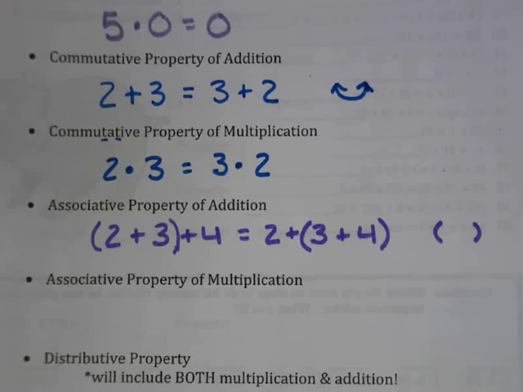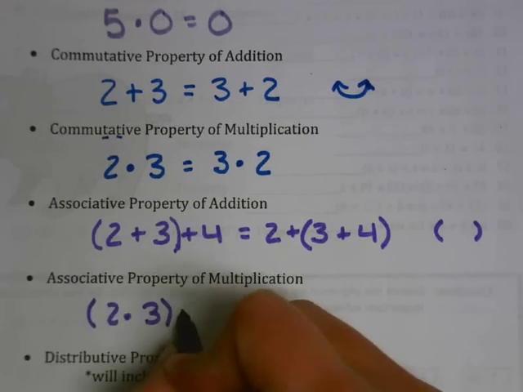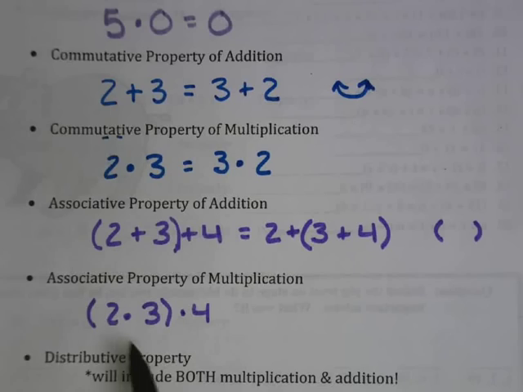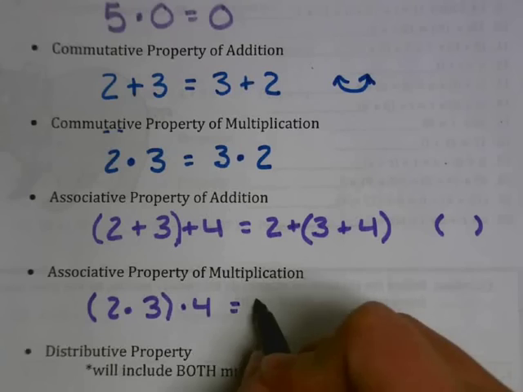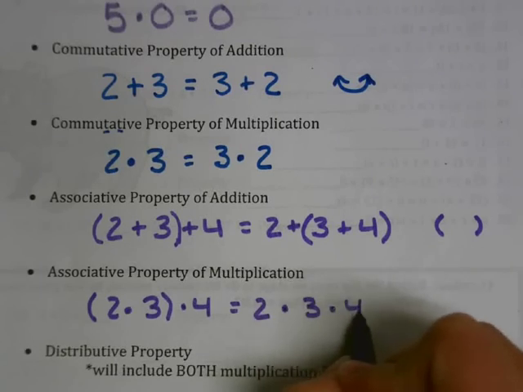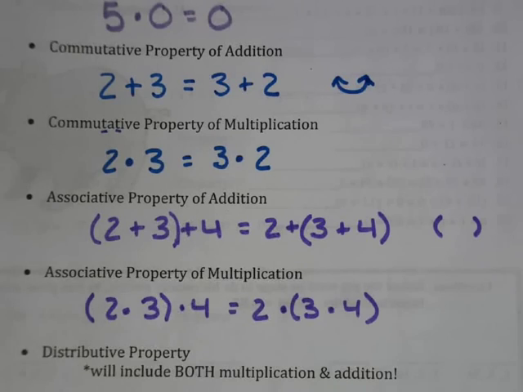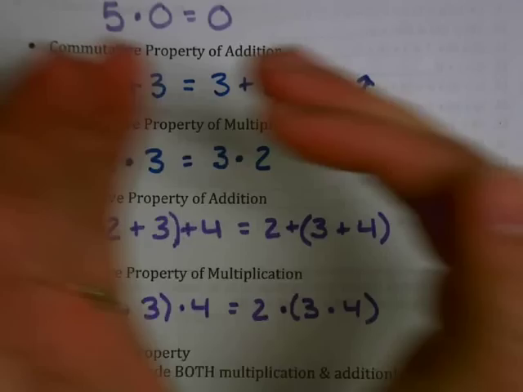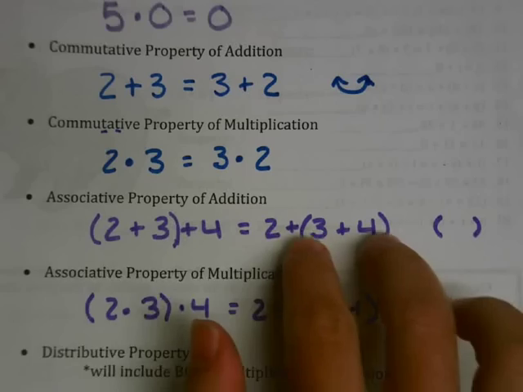And then the same thing happens for multiplication down here. 2 times 3 times 4. You'd have to do the parentheses first. 2 times 3 is 6, times 4 would give us 24. What if we put the parentheses in a different place and did this? We'd have to do 3 times 4 first, which is 12, times 2 is still 24. So associative properties are moving parentheses. I like to think about that as you can associate with different groups of people at different times, and you're still you. So the parentheses, it doesn't matter where they are.